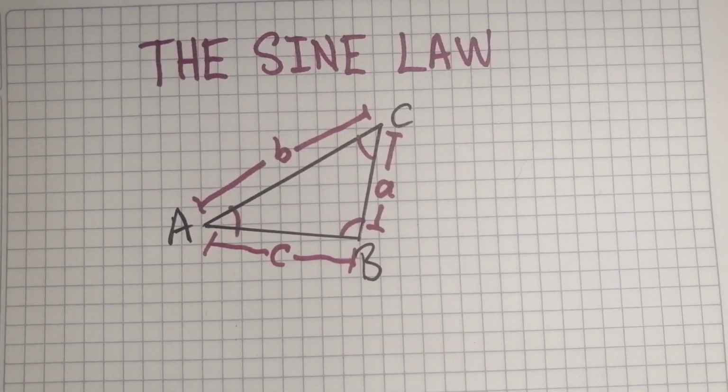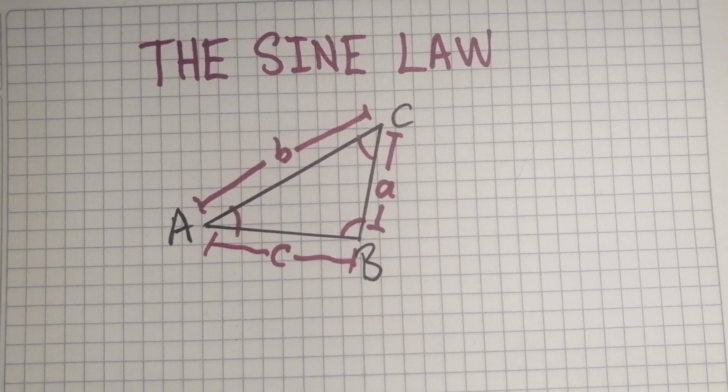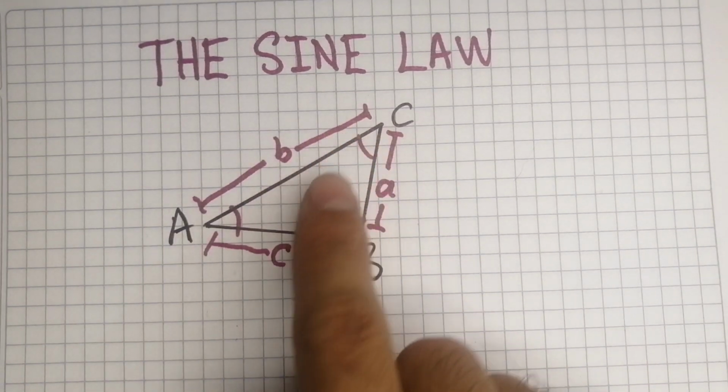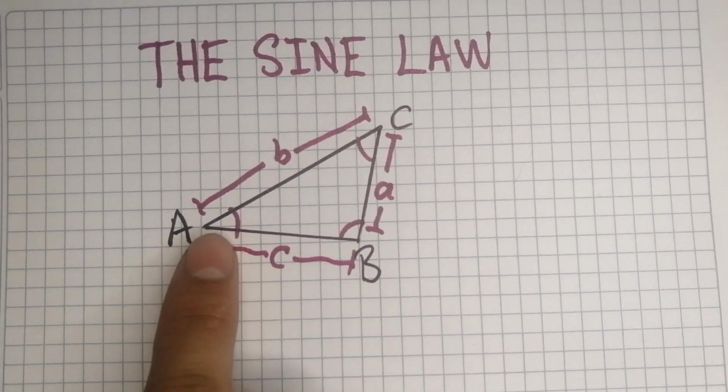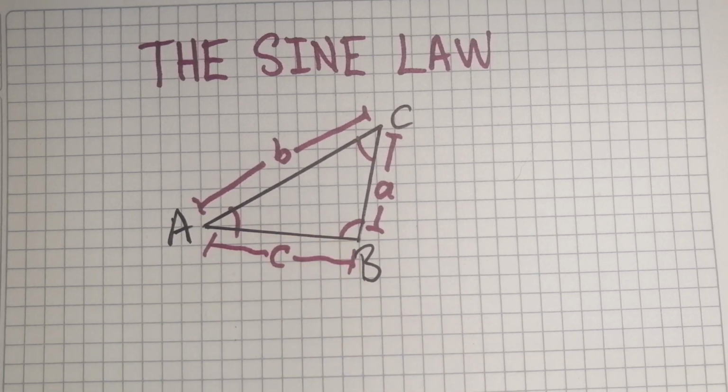So at this point you may be wondering, all right, that's what we have, but how is this related to the sine law? And mainly, what is the sine law? Basically, the sine law is a law that relates the values of these lengths and the values of the sines of each one of these angles with each other. We are going to state the sine law first, and then we are going to prove how it works.